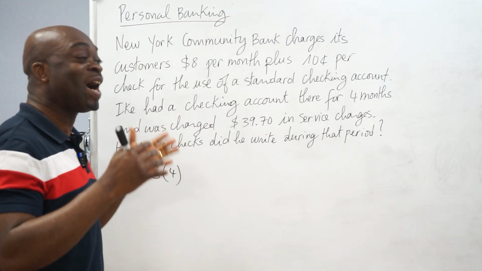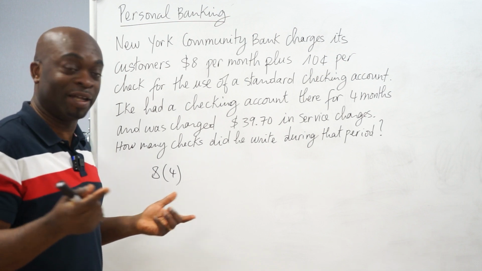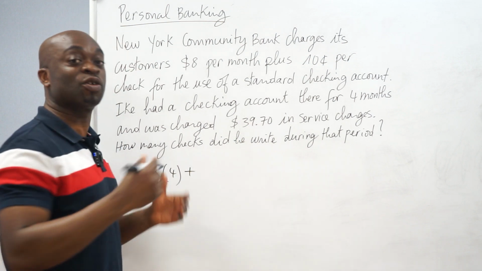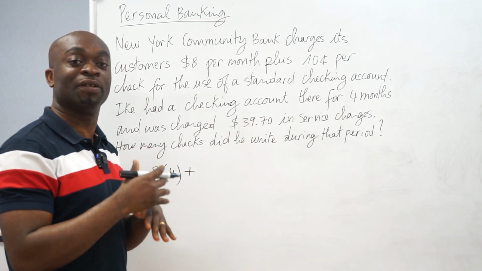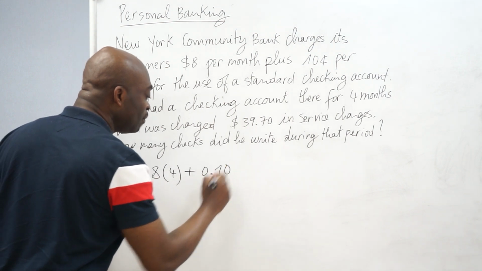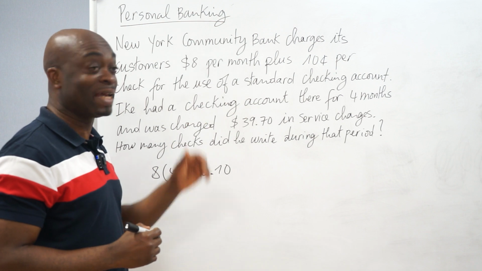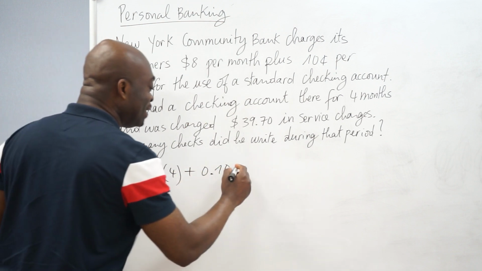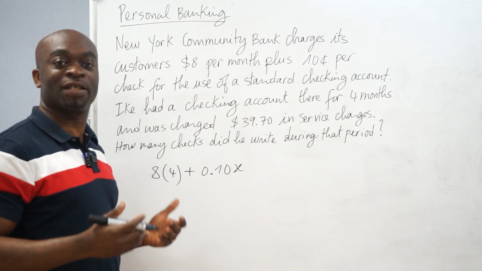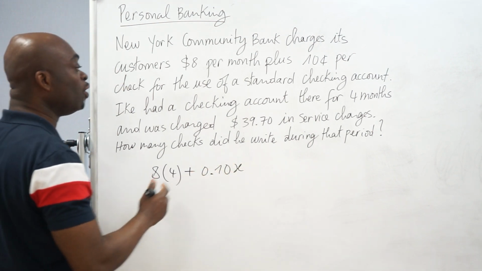Okay? So, but how do we represent that here? So it's 10 cents per check, right? So 10 cents, so now we're going to convert 10 cents into a dollar. So that would give us what, 0.10 dollars. Okay, so we want to keep everything in dollars, not in cents. Okay, and then times X. X is what? X is the number of checks. Okay, because we don't know it, and that's what we're looking for. So we're looking for the number of checks.